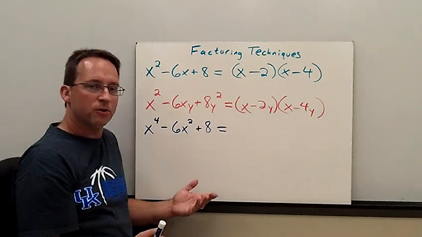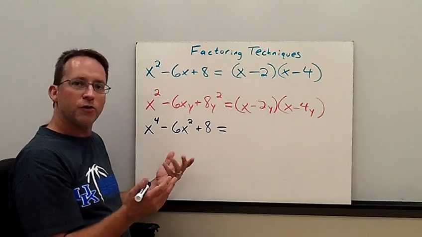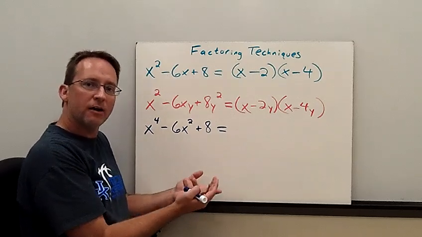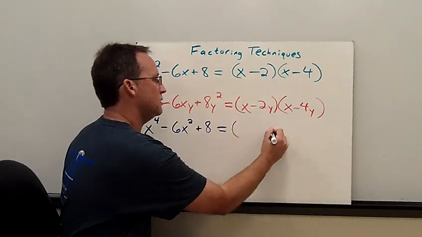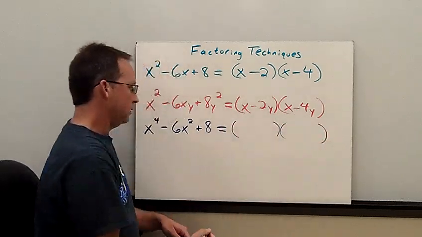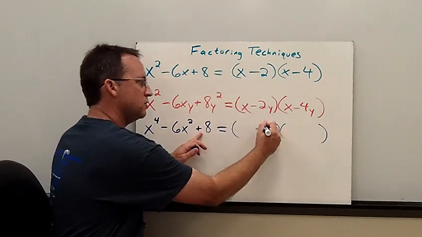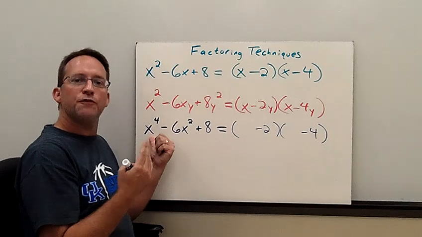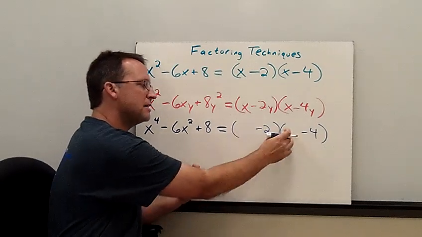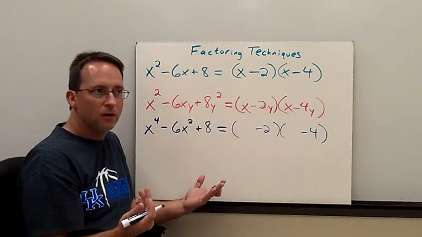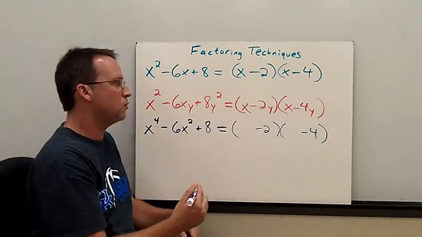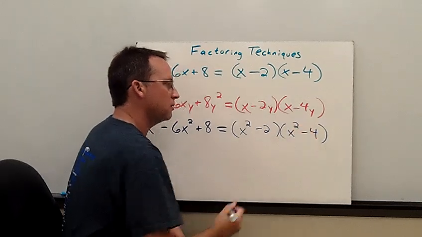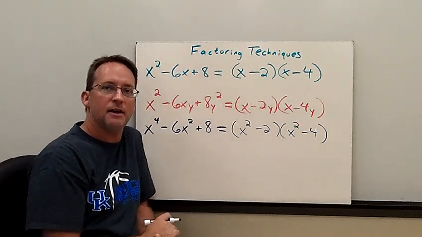So don't let that second variable affect the way that you break things down. Also, don't let higher powers alter how you break things down. Here I've got x to the 4th minus 6x squared plus 8. Still breaking down, and you can see that minus 2 and minus 4 there again. However, now I've got x to the 4th, so I have to think, what can I multiply by itself to get x to the 4th? Well, that'd be x squared times x squared. So here's x squared minus 2, here's x squared minus 4 to break that down.